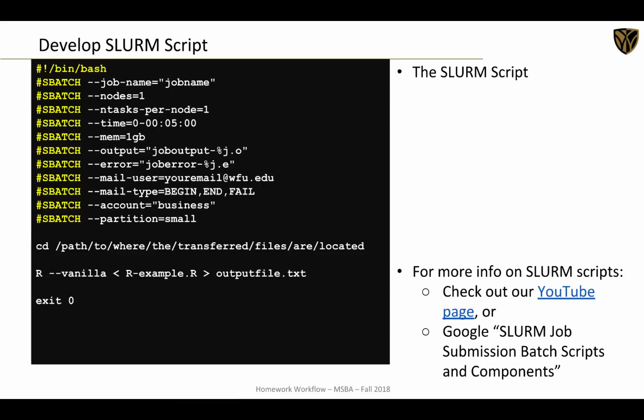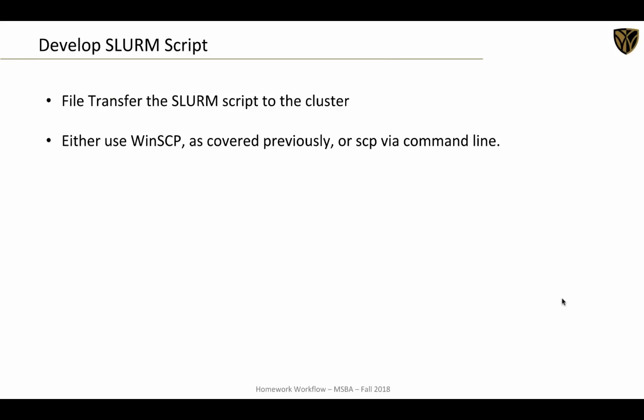For more detailed information on the content of Slurm batch scripts, their directives, and how they work, check out some of our other videos on our YouTube channel, linked below. Once your script is written, transfer it to the cluster if written locally. Again, either use WinSCP as covered previously, or use SCP via the command line.